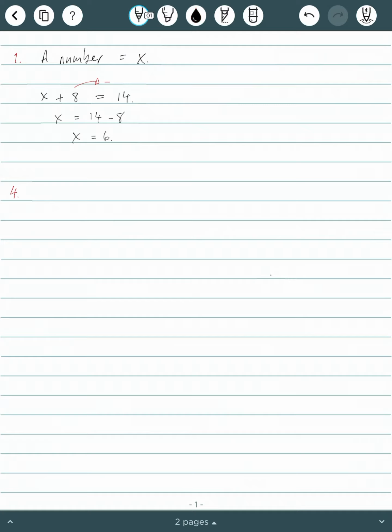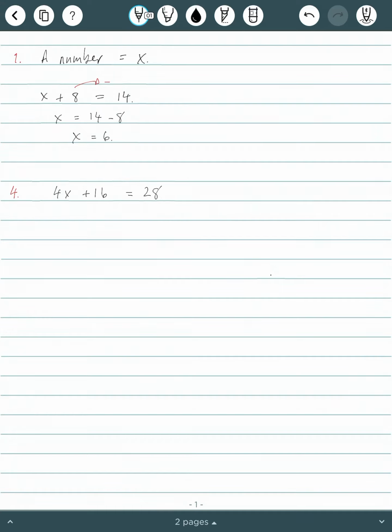Okay, to 4 times a certain number, I add 16 and the result is 28. So 4 times a certain number would be 4 times x. Again, we're going to let that certain number be x. I add 16 to it, and the result is 28.